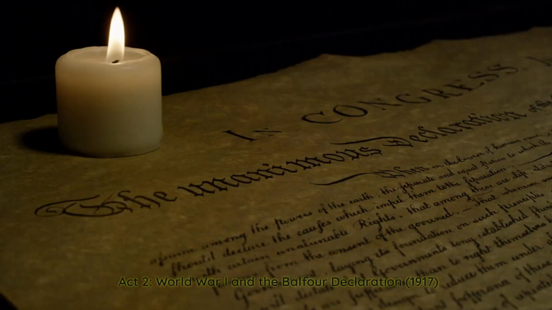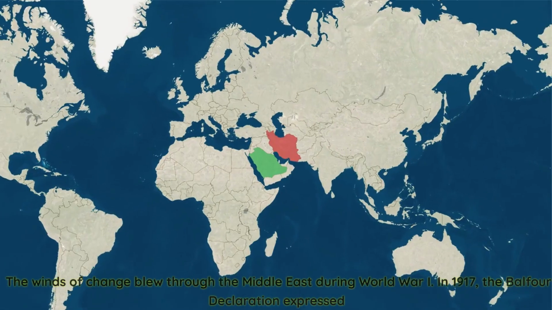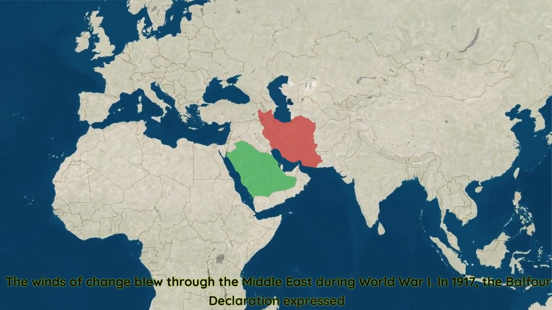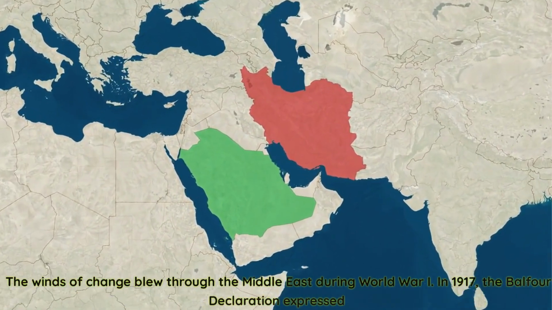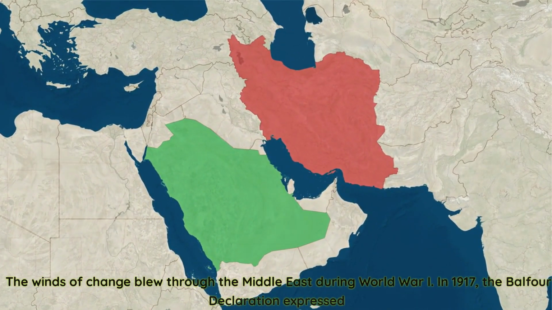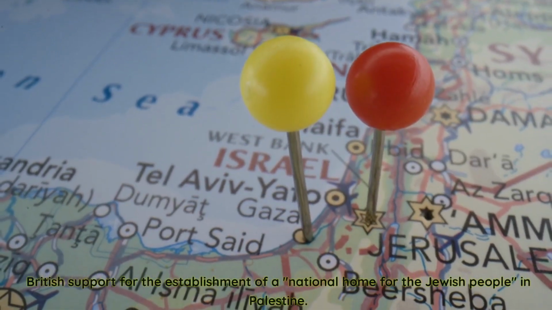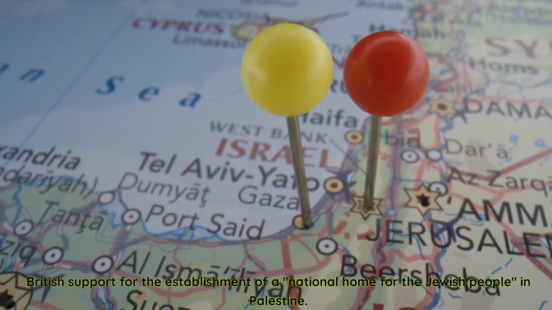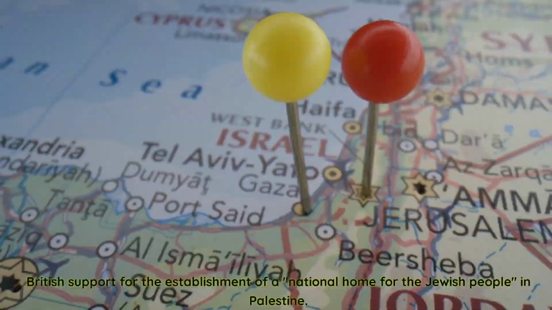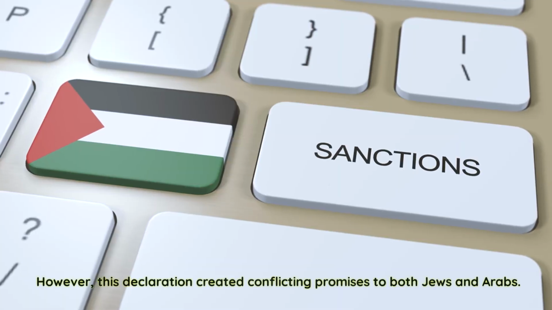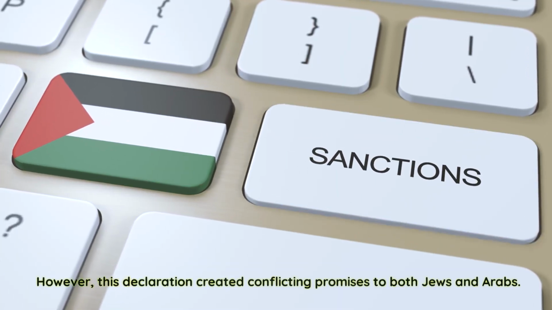Act 2, World War I and the Balfour Declaration, 1917. The winds of change blew through the Middle East during World War I. In 1917, the Balfour Declaration expressed British support for the establishment of a national home for the Jewish people in Palestine. However, this declaration created conflicting promises to both Jews and Arabs.